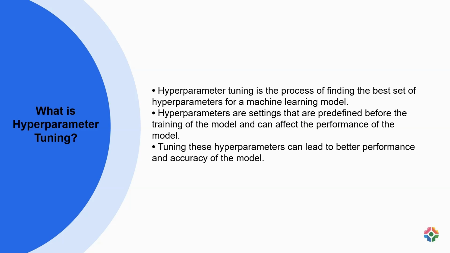For example, in a neural network, tuning the number of hidden layers or batch size can result in better classification accuracy. Without proper hyperparameter tuning, a model may underperform or overfit the training data, reducing its generalizability to new data.